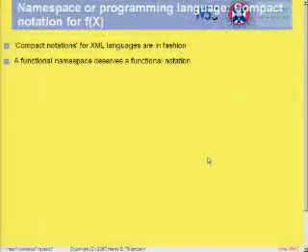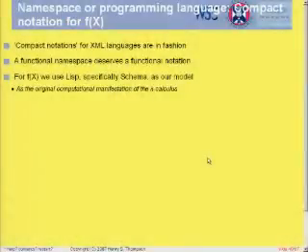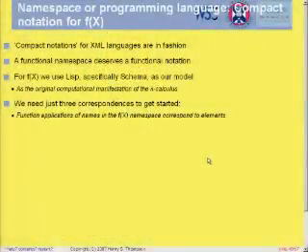But the compact notation is where this gets sort of fun and starts to cross-pollinate. A functional namespace deserves a functional notation. Fortunately, we've got a good functional notation. In fact, many people think it was the notation we should have used for XML in the beginning. The original computational manifestation of the lambda calculus, Scheme. We need just 3 correspondences to get us started.